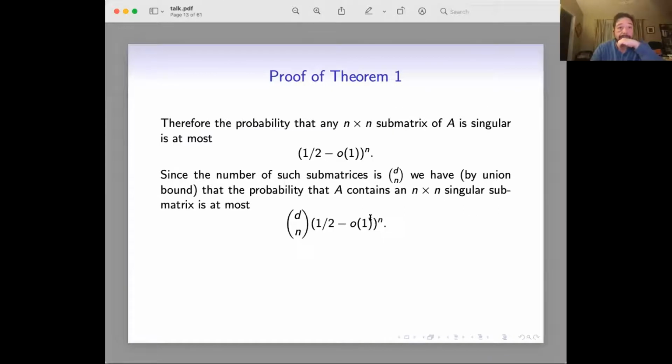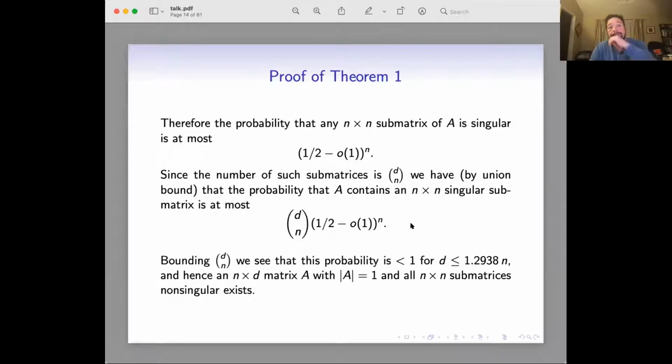Well, then, what is the probability that some submatrix is singular? Well, so for any n by n submatrix, the probability is about 1/2 to the n. Now, the total number of submatrices is d choose n, and so by union bound, the probability that there is at least one singular submatrix is at most d choose n times this 1/2 to the n.